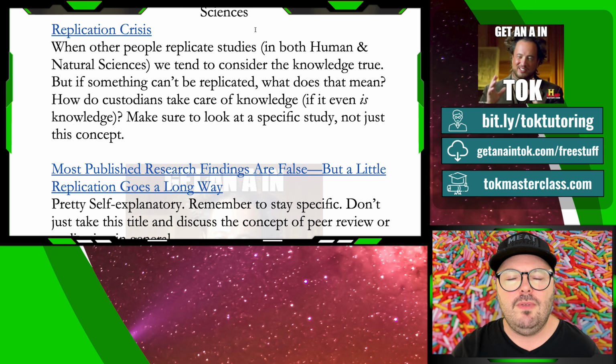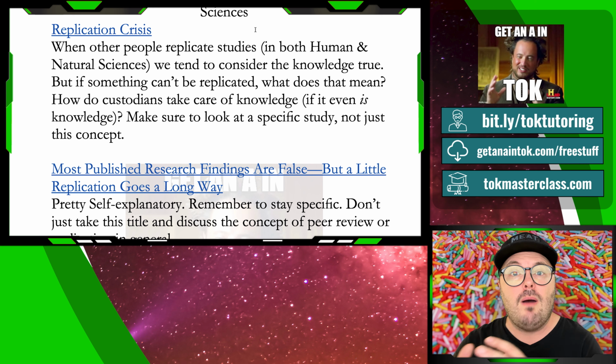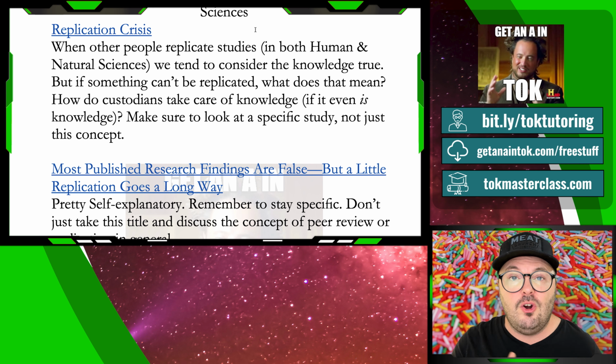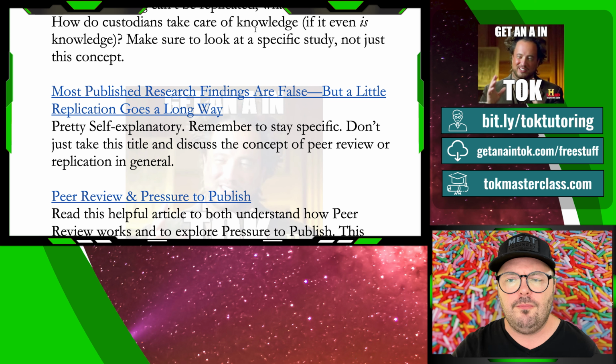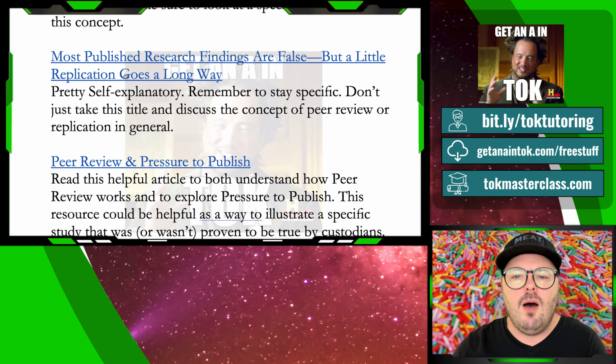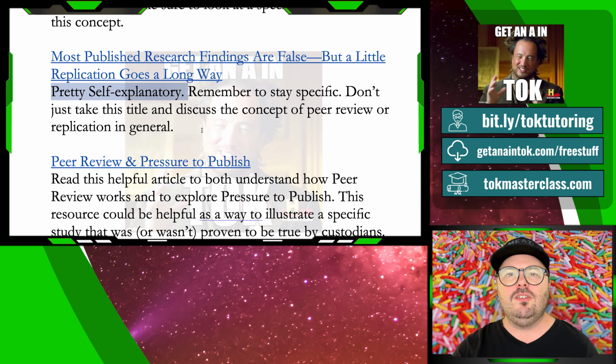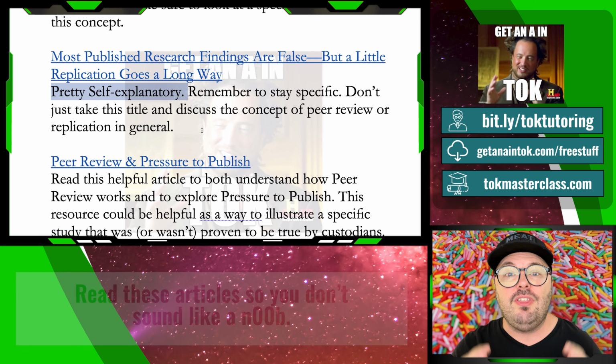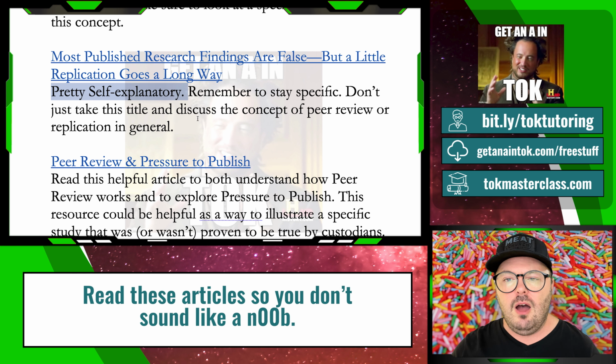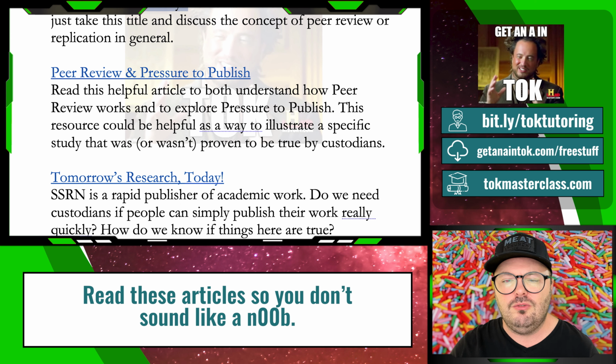So when something gets replicated, are we saying that the replicator is the custodian? I think we could say that, and in science it is probably very much necessary. This is related: most published research findings are false, but a little replication goes a long way. It's pretty self-explanatory. Remember to stay specific. I'm giving you this resource as a way to get started. You're going to need to find an example that fits within this umbrella. But please don't just cite the title, because just don't do that.